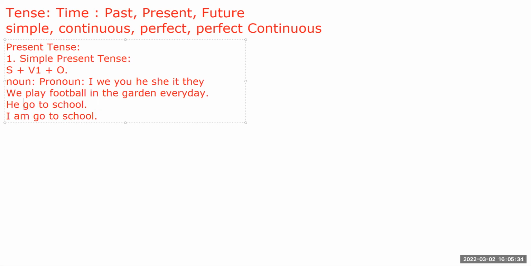He go. Now third person singular. The subject is what? Third person singular. Which pronouns? He, she, it. They are called third person singular. So in that case, we have to think: what happens to the verb at that time? What happens? Someone else tell me.